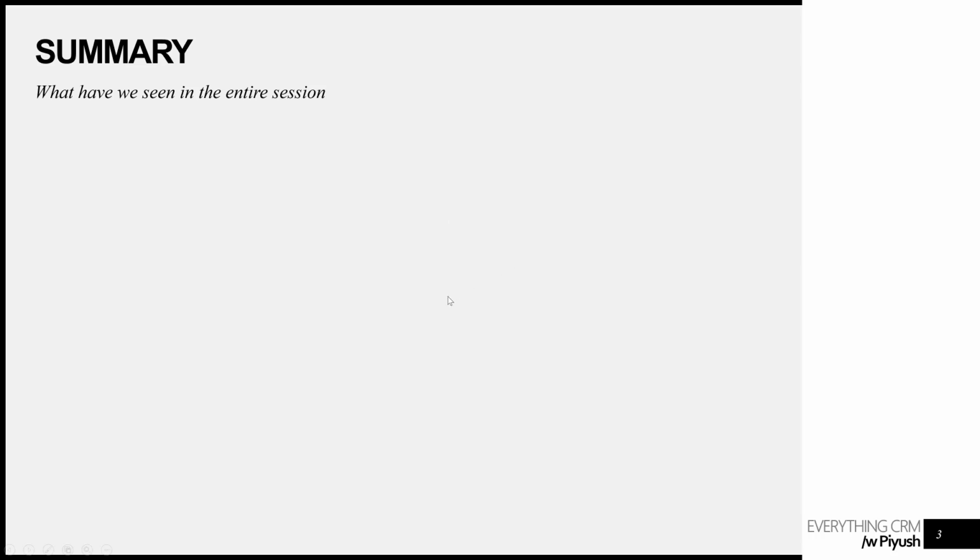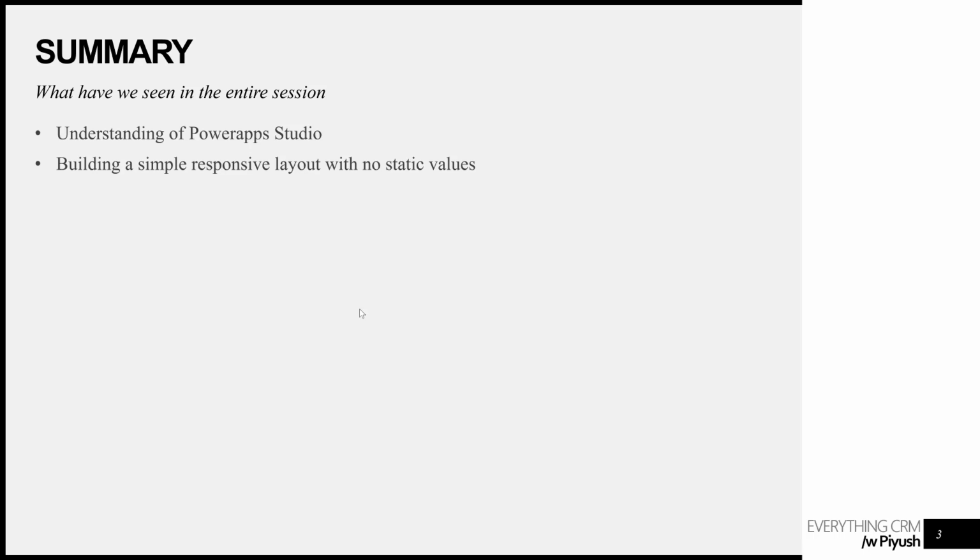So first we went ahead and understood how the Power App Studio looks, made ourselves familiar with the screen here, and then built a very simple responsive layout on one of the app ideas that we had. And one thing to note, we didn't use any static values in terms of positioning or sizing of each of the components. That's a very good thing, and this is one of the best practices which a lot of people don't follow, and then later get into trouble.